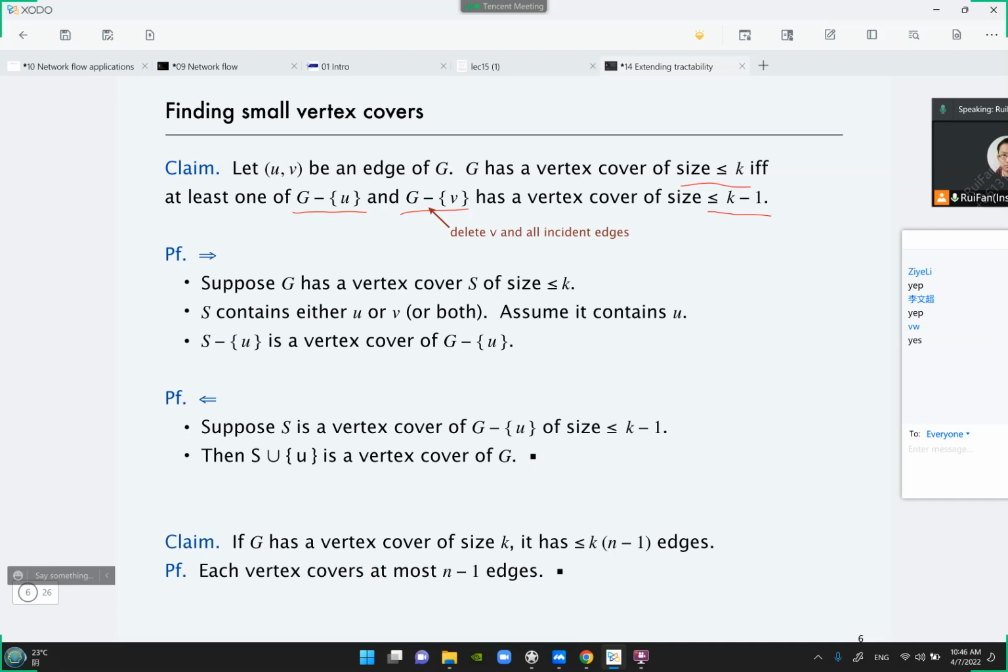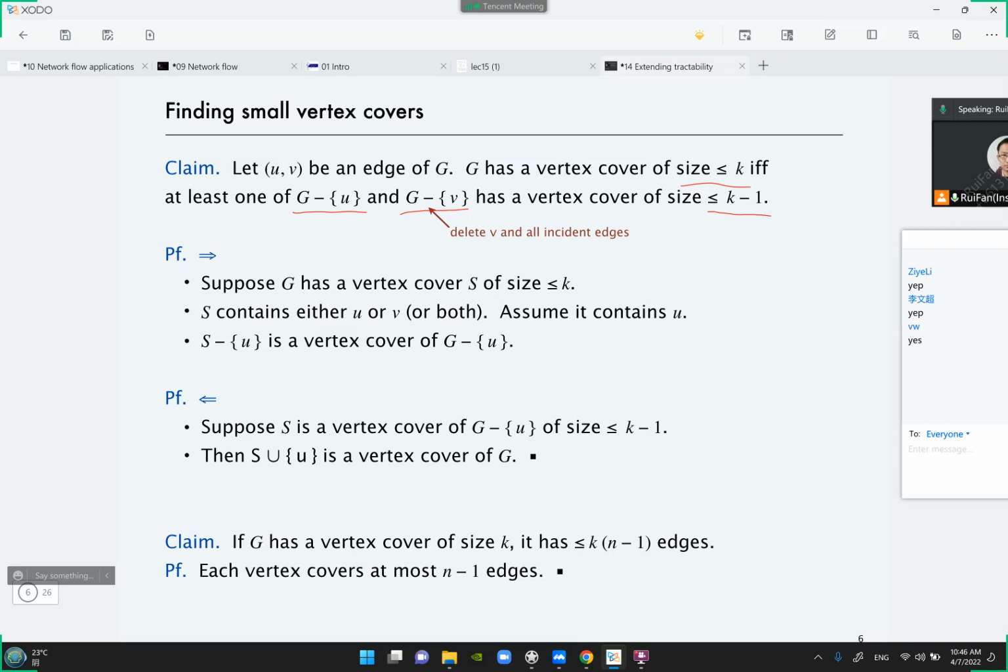Then we can take these two smaller graphs, G minus U and G minus V, and reuse this claim to get an even smaller graph, which can be covered using k minus 2 vertices. Then we just keep going that way. That's basically how we're going to make use of this claim.